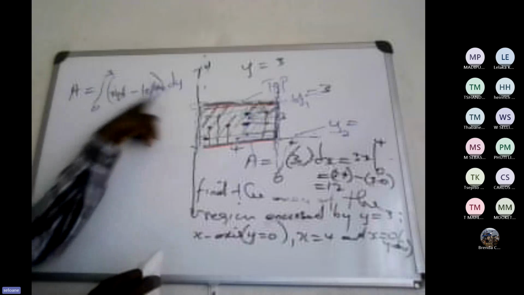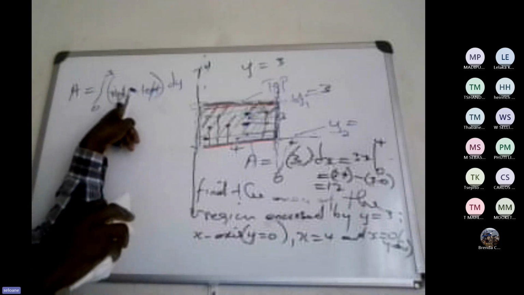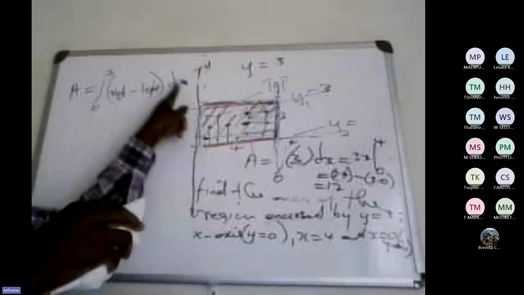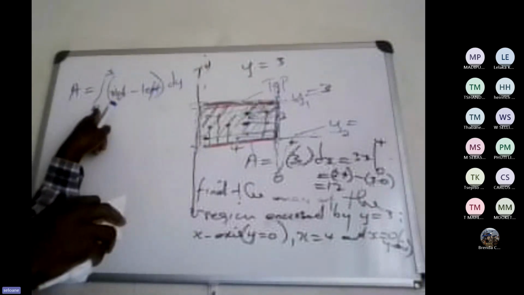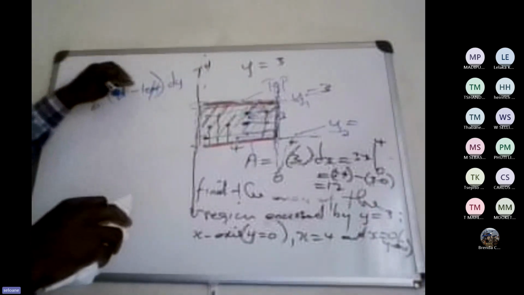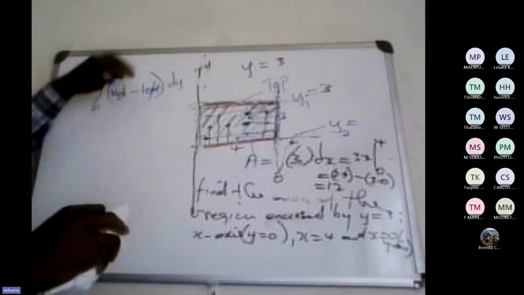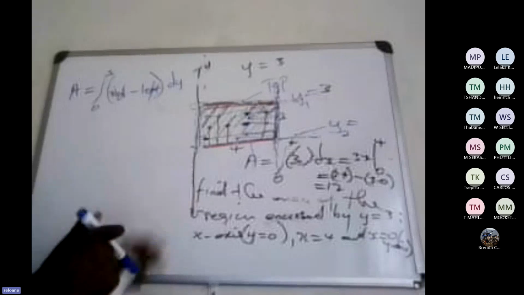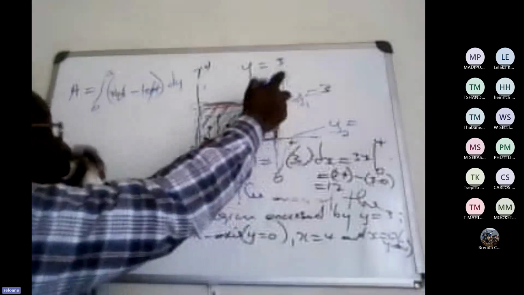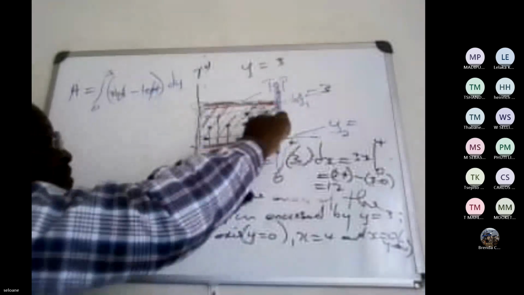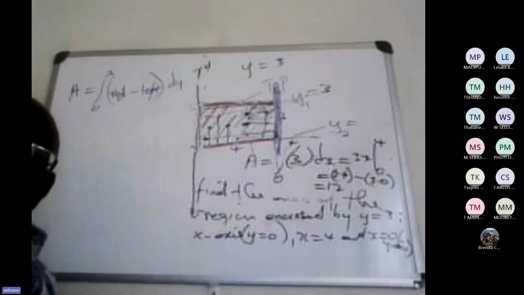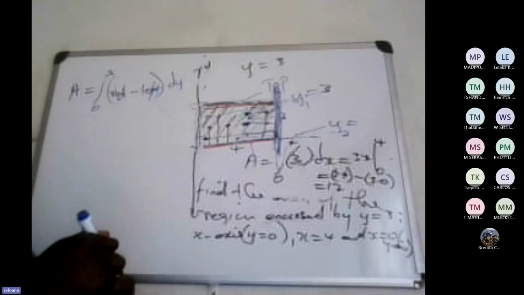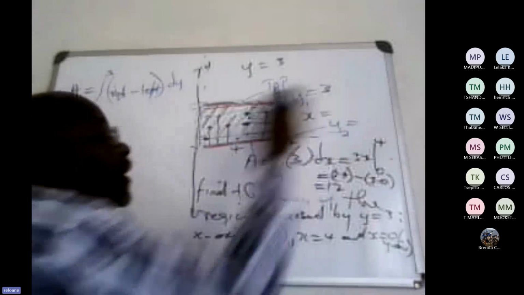And this now, it must be what? It must be in terms of y. It must be y equal to 0, y equal to 3, and this must be in terms of y, and this must be in terms of y. Meaning what? You must now take this, take this, and make x the subject of the formula. Take this and make x the subject of the formula, and write it in the form of x equal to.